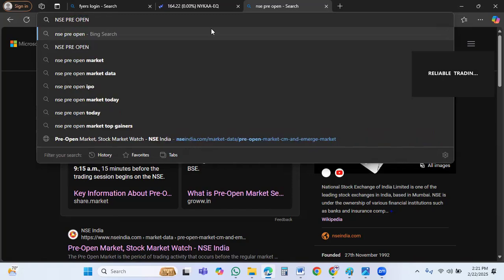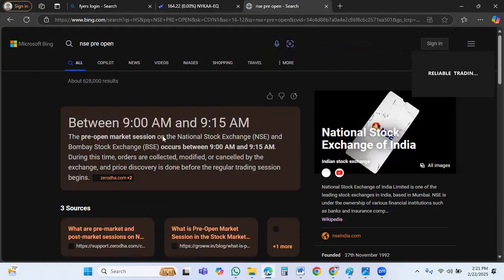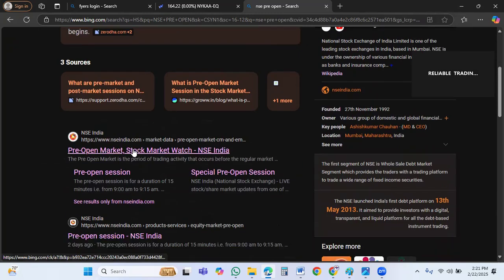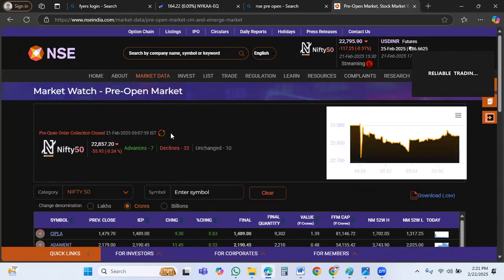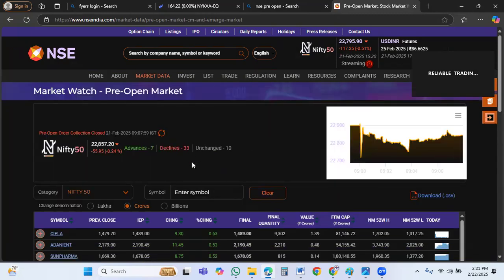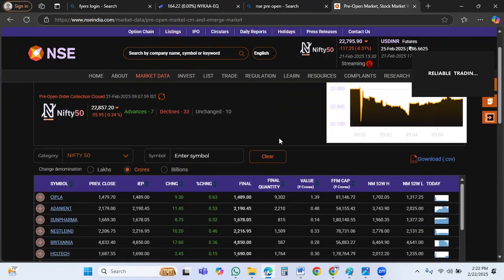pre-open. So when you type in pre-open, you go into a link which is the pre-open market. We open this around 9:08 a.m. So you can see the time mentioned here is 9:07:59. So in the morning at 9:07:59, this website starts getting generated, and you can see the data.